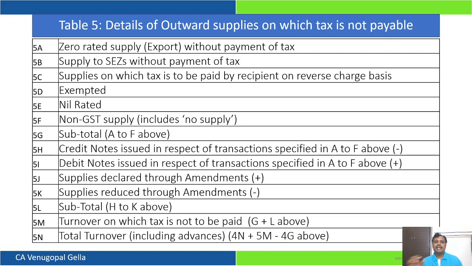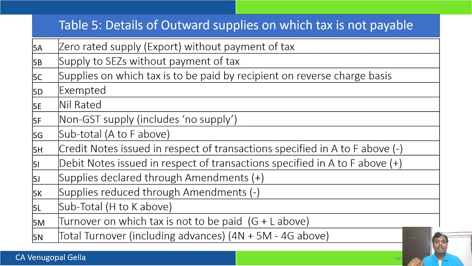Likewise, we have another table, table 5, details of outward supplies on which tax is not payable. Which is exports without payment of tax, SEZ supplies without payment of tax, outward reverse charge supplies, exempt, nil rated and non-GST. This is the broad picture. However, from 5H to 5L, we have the debit notes, credit notes, amendments upward and downward.